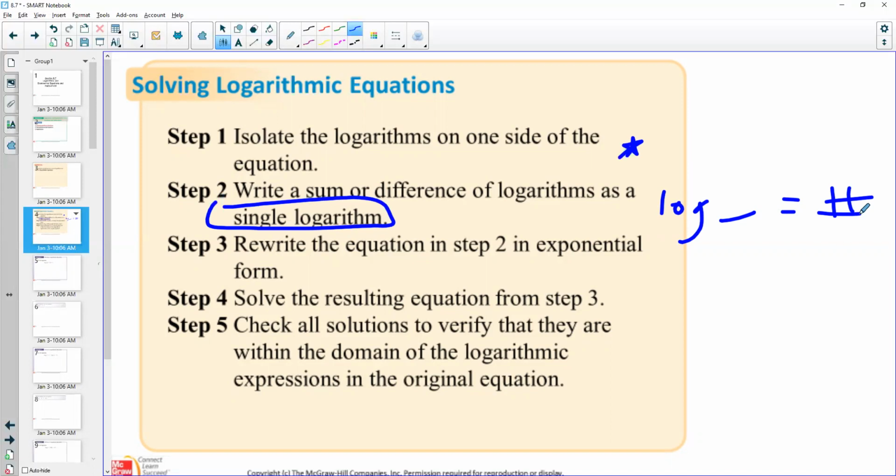Rewrite, you want to take this equation once you get it and rewrite it in exponential form, and then you can solve it. Okay, you check this, you got to check the solutions to make sure they fit in the domain, but this is the idea. We're going to write it as a log, change it to exponential form, and then solve it.